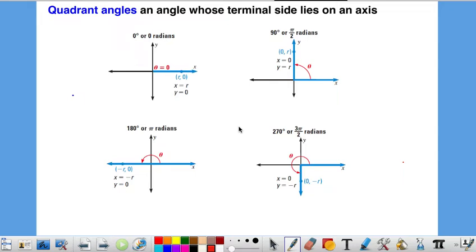So 13.3, we're going to be looking at quadrant angles, reference angles, and then we're actually going to construct our unit circle for the first time, and we're going to talk about that a little bit.